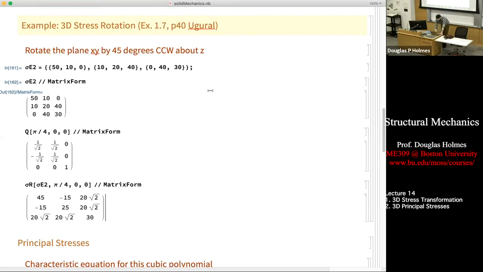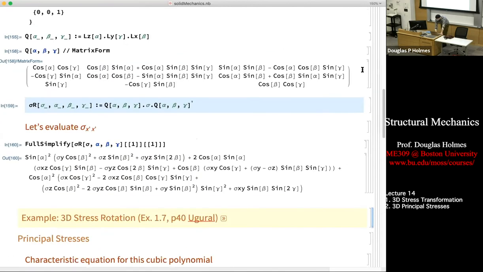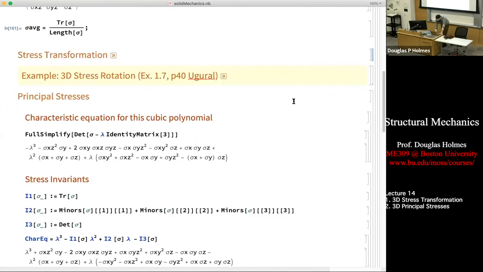Okay, so we just did the stress rotation. I'll close that up. If you scroll down a little bit further, then we get to our principal stresses. And so here's the determinant of our stress tensor minus lambda times my identity matrix. And in Mathematica, you have to tell it what order your identity matrix is, second order, third order, and so forth. And it looks kind of awful, but you can see here, that's definitely the trace, the sum of the diagonals, not too bad.